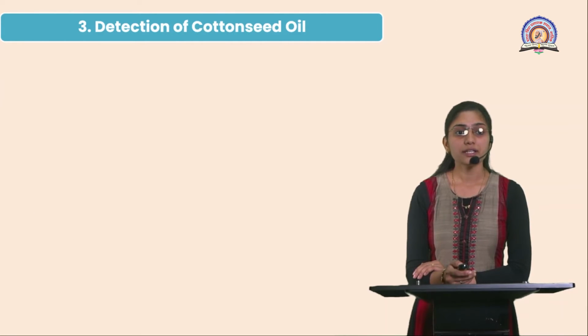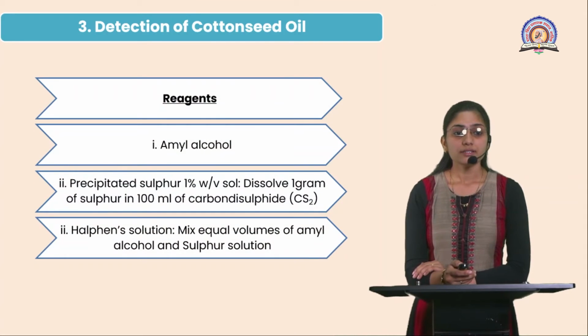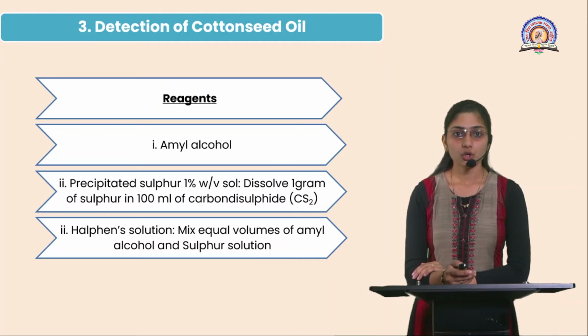The third method is detection of cottonseed oil. For this, again, you will require three reagents. The first is amyl alcohol. The second is precipitated sulfur 1% weight by volume solution. How can you make this solution? You have to dissolve 1 gram of sulfur in 100 ml of carbon disulfide.